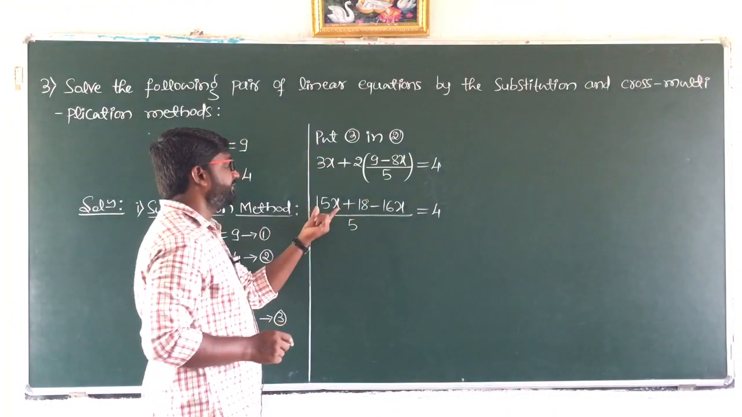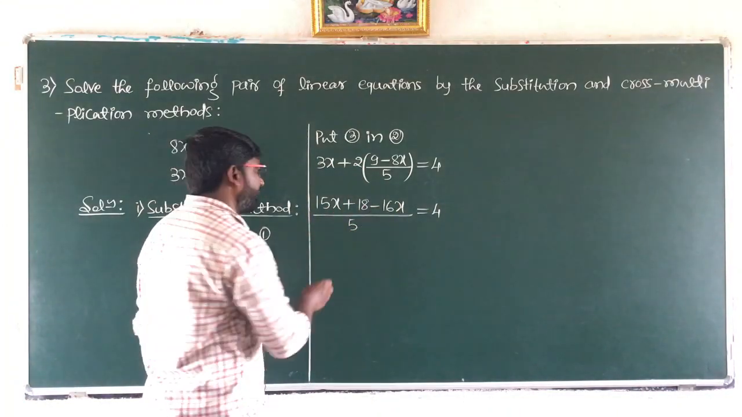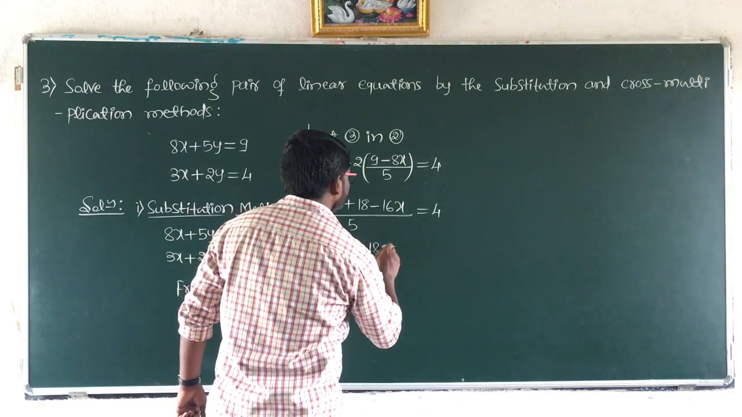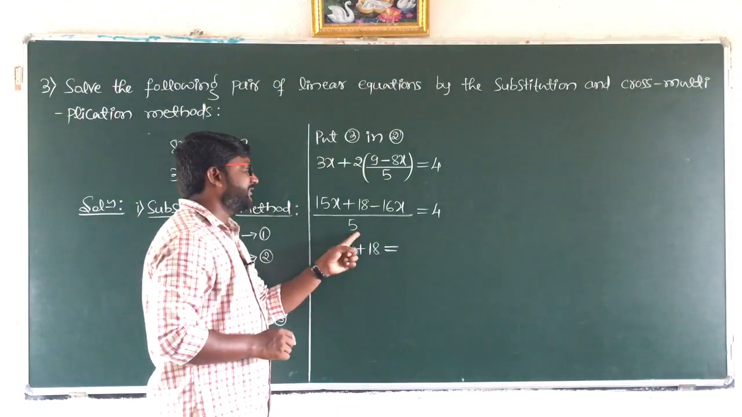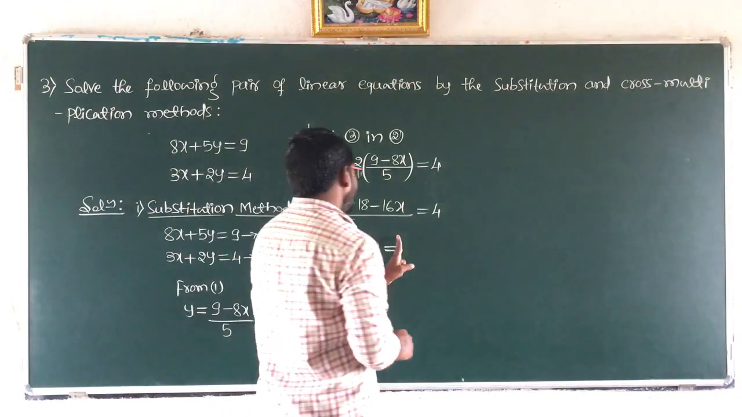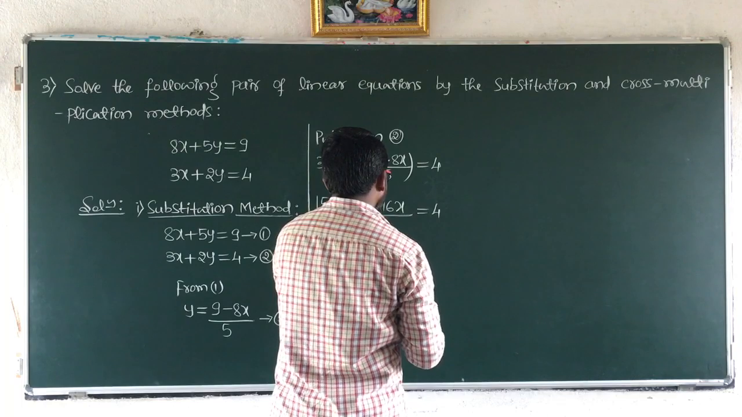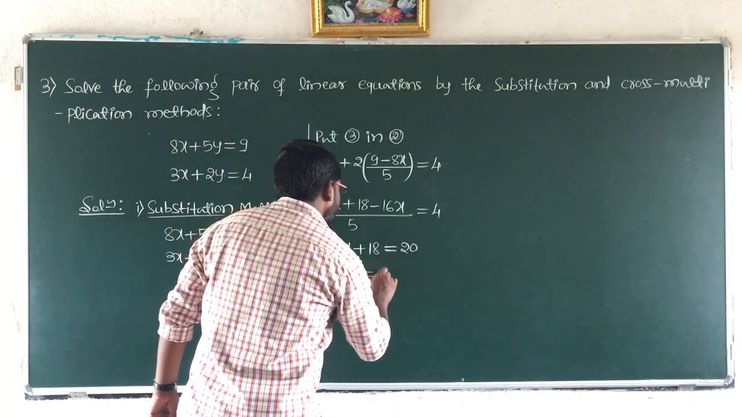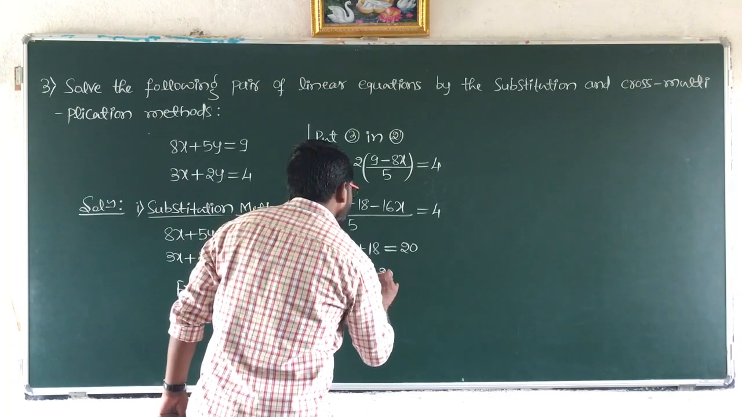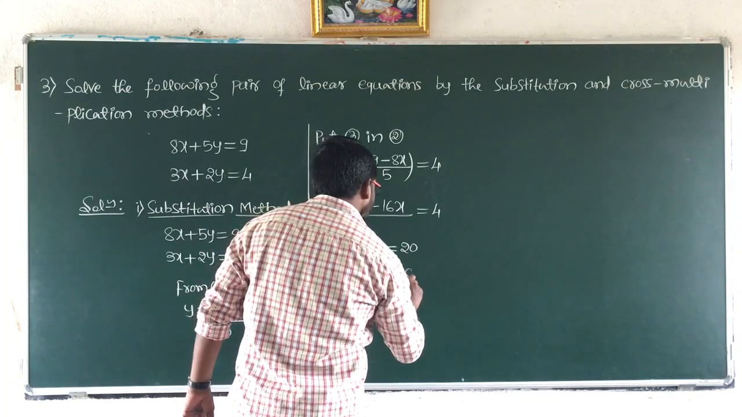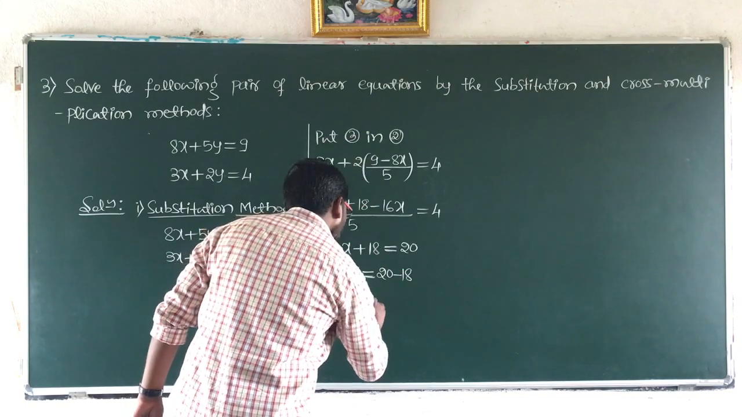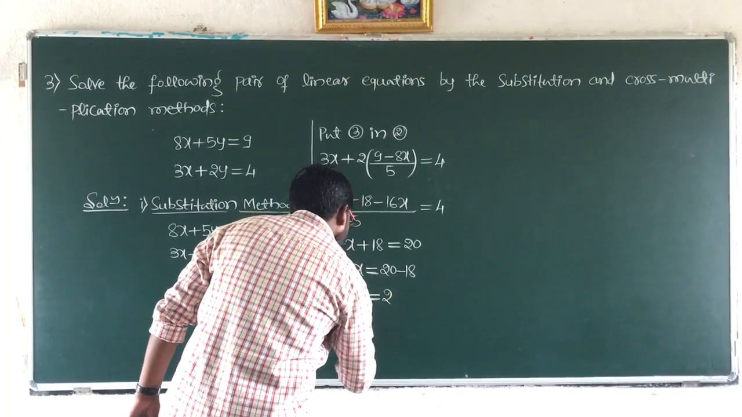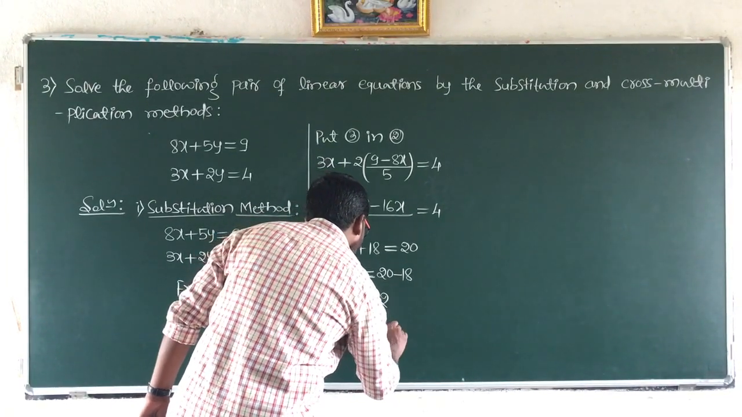So now 15x minus 16x will be minus x plus 18 which is equals to, then take 5 to the RHS, it will be multiplied with 4, we get 20. 5 into 4 it is 20. Now minus x which is equals to 20 plus 18, take it to the RHS, it becomes minus 18. Minus x which is equals to 20 minus 18 will be 2. This implies x is equals to minus 2.